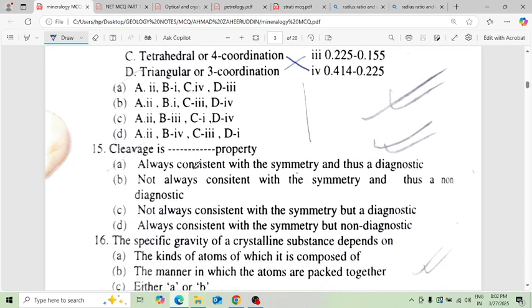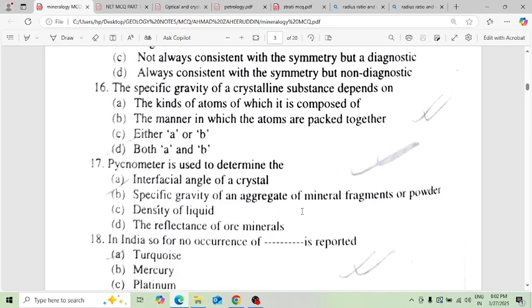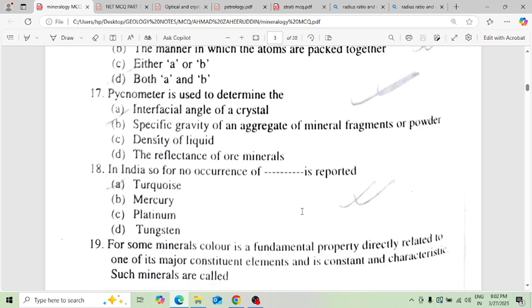Cleavage is always consistent with the symmetry and thus a diagnostic property. The specific gravity of a crystalline substance depends on both the kinds of atoms of which it is composed and the manner in which the atoms are packed together. Pycnometer is used to determine the specific gravity of an aggregate of mineral fragments or powder. In India, so far, no occurrence of turquoise is reported.